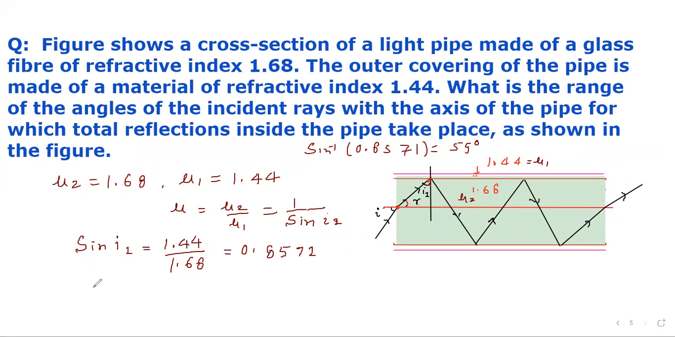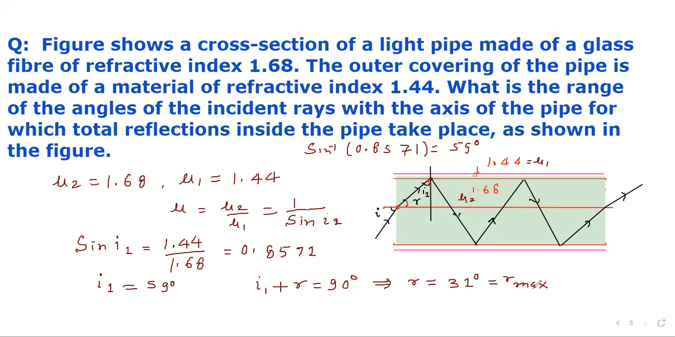So we can say i1 equals 59 degrees. Now i1 plus r must be 90 degrees. So from there we get r equal to 31 degrees. Now, if r exceeds this value, in that case, the value of i1 will be less, and hence total internal reflection will not occur. So this is r max, we can say, the maximum value of r.